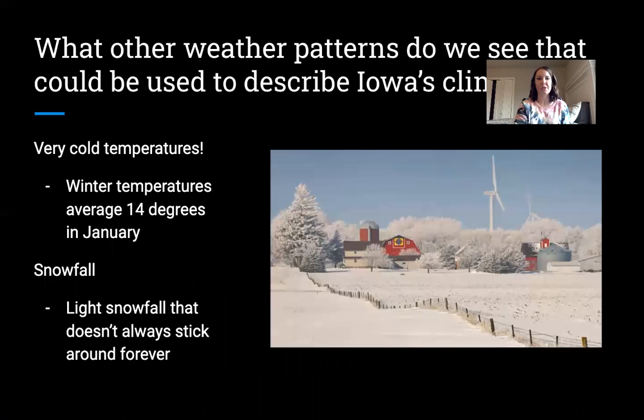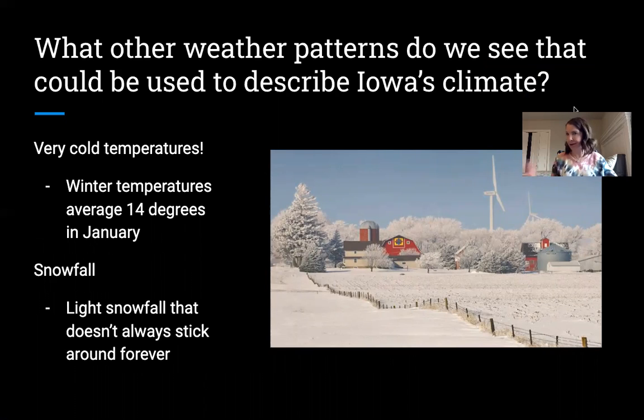So what weather patterns do we see that could be used to describe Iowa's climate? If I was going to describe the climate here in Iowa to somebody, the patterns that we see over time, what could I tell them? Well, I could tell them that we have some very cold temperatures in the winter. The winter temperatures average around 14 degrees in January. And I could also tell them that we have light snowfall. It doesn't always stick around forever like places in the far north though. Usually we have it and then it'll melt after a little while, and then it might snow again and stick around for just a little bit and then melt. So not a ton of snowfall, but it snows every winter.